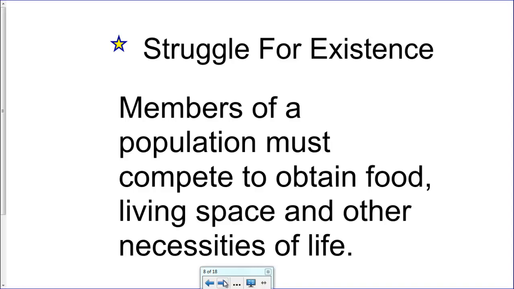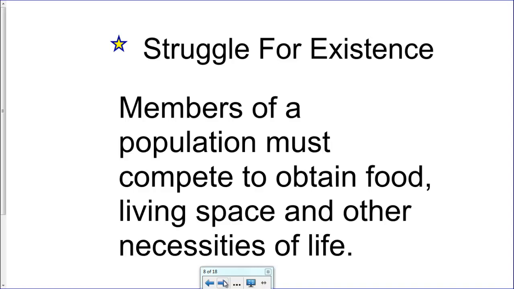Step 2 is the struggle for existence. Since there isn't enough resources for all living things to survive, members of a population have to compete to see which organisms will be able to get the resources. So when we say they're competing, they're not competing to look the best or be the strongest or tallest. They're competing to be able to get access to the resources.